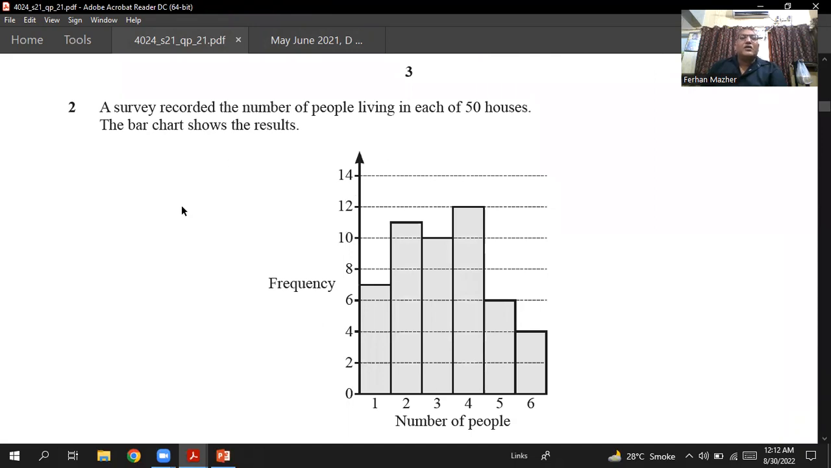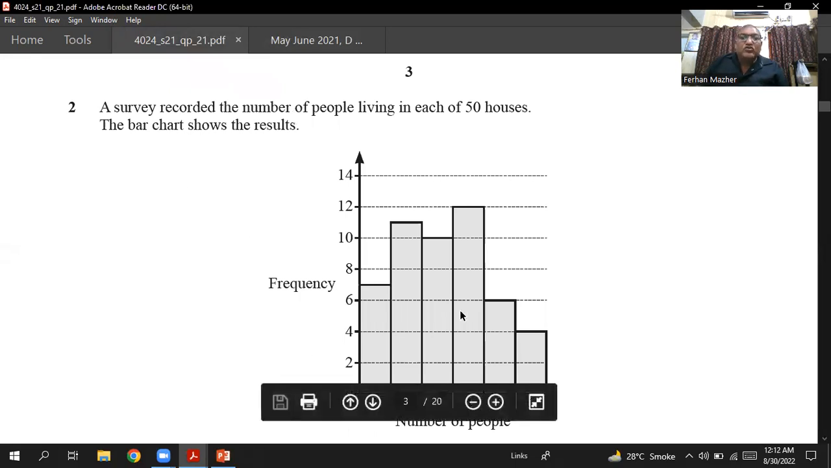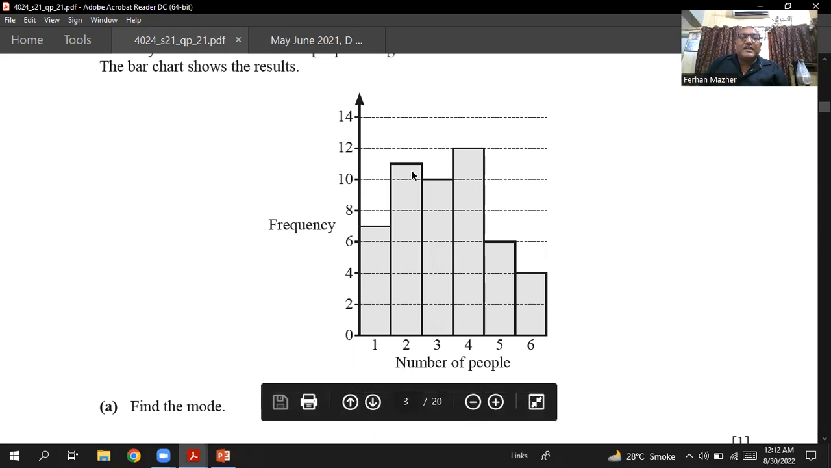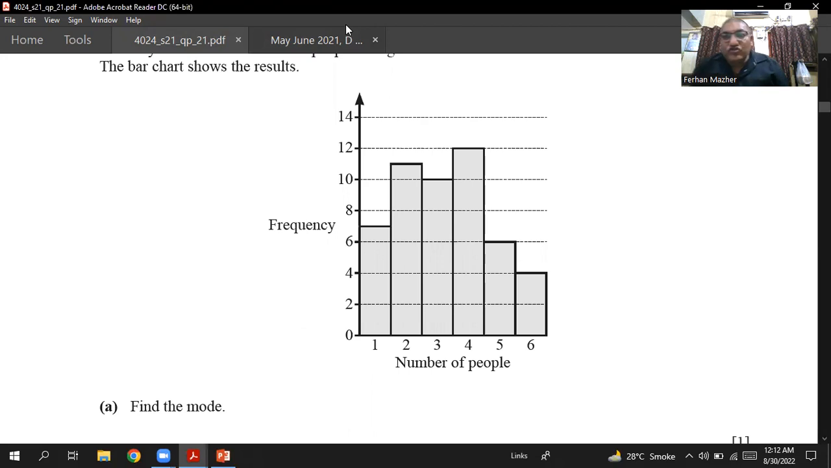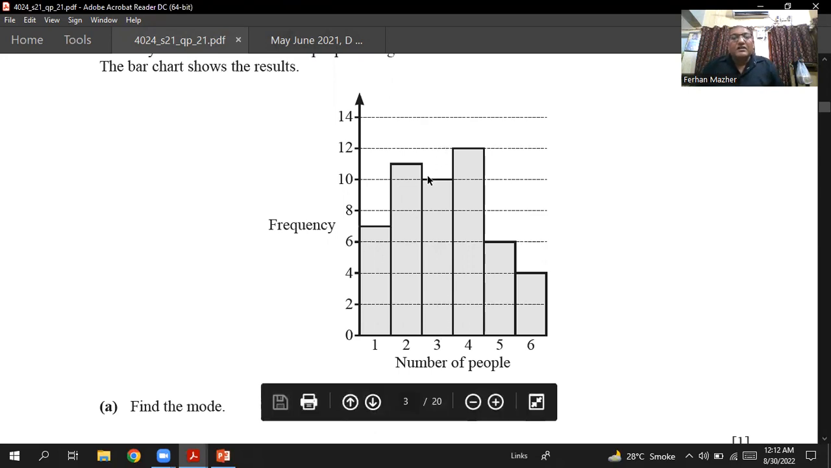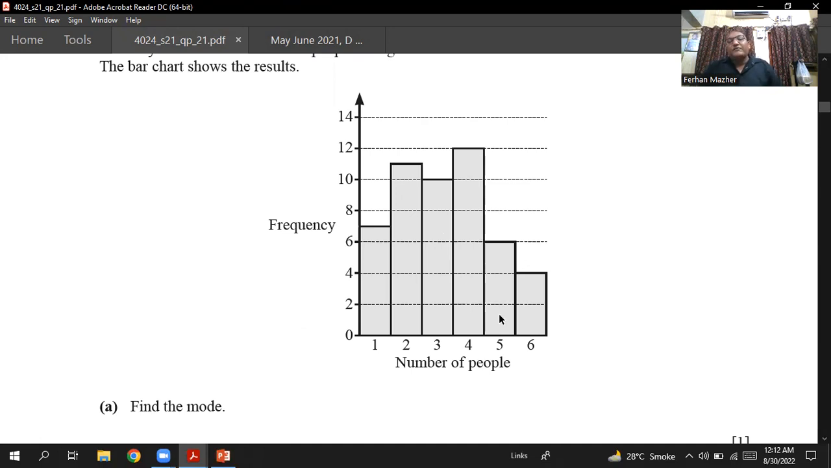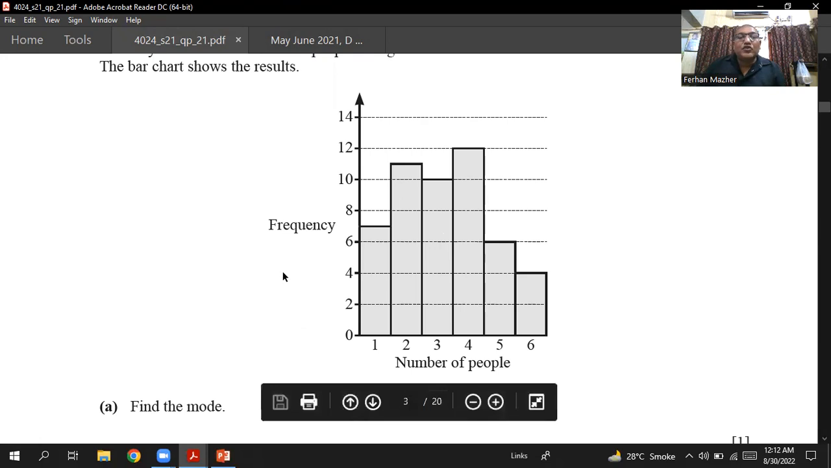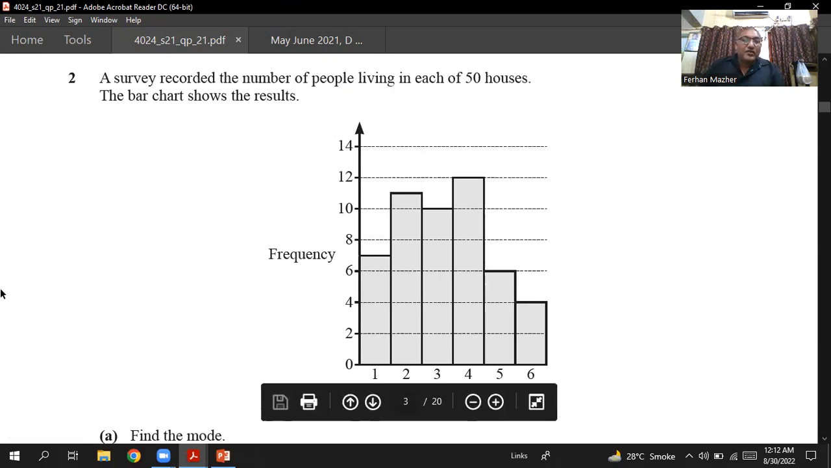Okay, so a survey recorded the number of people living in each of the 50 houses. The bar chart shows the results. The houses in which one person lives number 7, the houses where two people live number 11, three people, such houses are 10, four people, such houses are 12, five people, such houses are 6, and six people, such homes are 4. Okay.